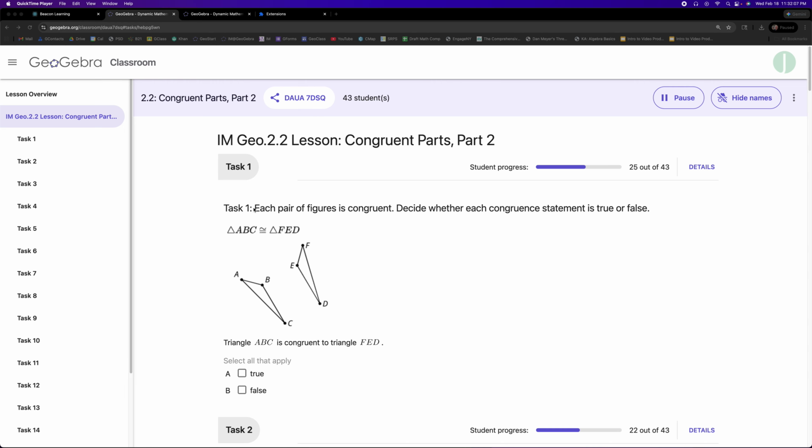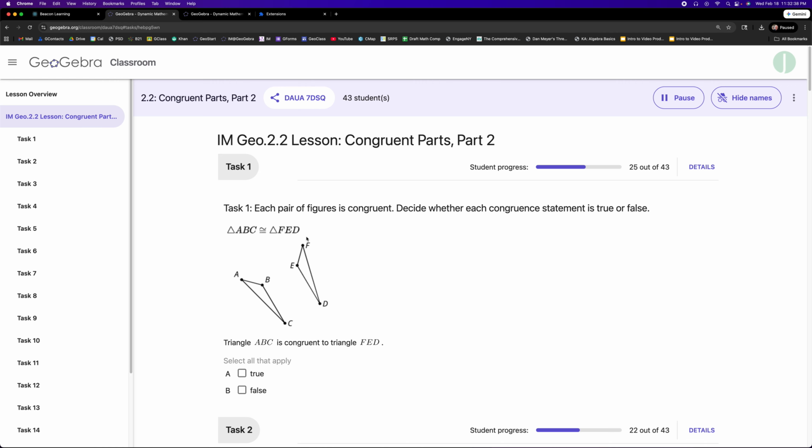So task 1, it says each pair of figures is congruent. So they're telling us right away that these two shapes are the same. If we move them around and flip them and turn them, we can make them match up to each other. They'll cover each other perfectly. We have to decide whether or not each congruent statement is true or false. Now here's a congruent statement right here. It says triangle ABC is congruent to triangle FED.